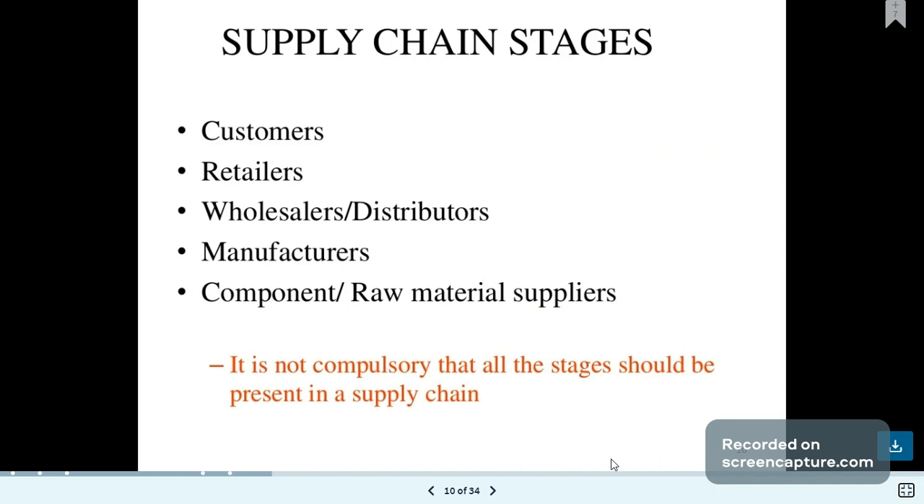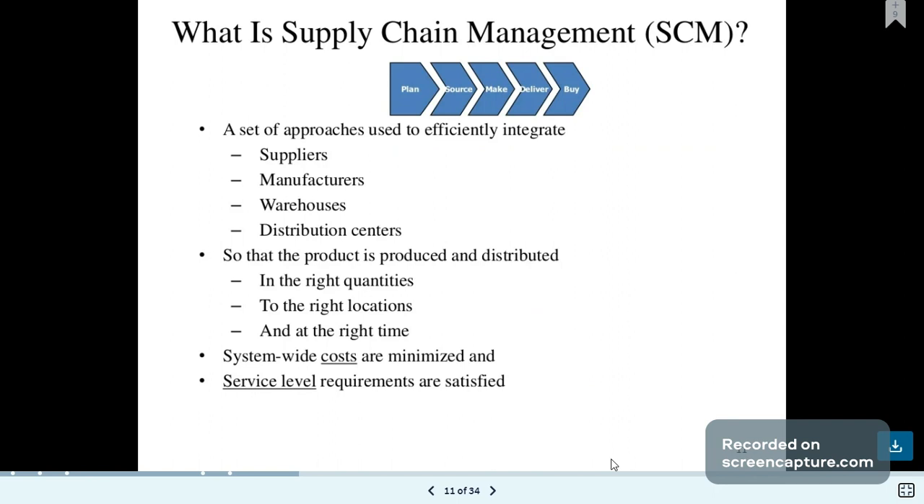Supply chain stages. There are multiple stages we can see on the screen: customers, retailers, warehouses and distributors, manufacturers, and component and raw material suppliers. It is not compulsory that all the stages should be present in the supply chain. Okay, so what is supply chain management?